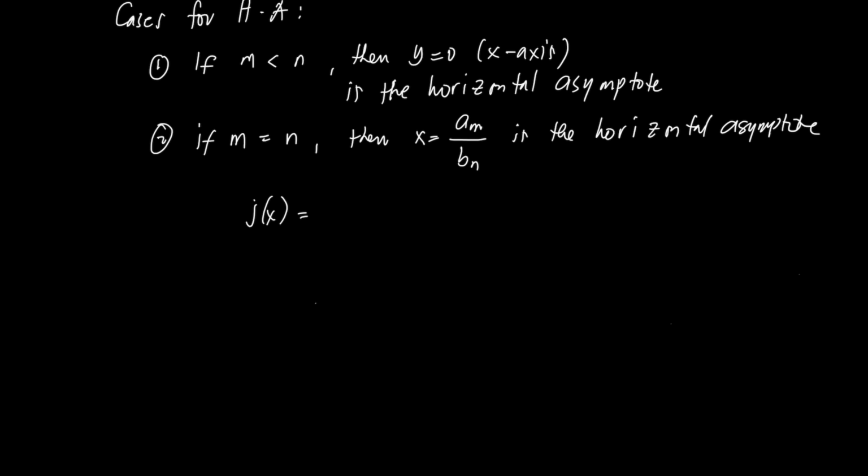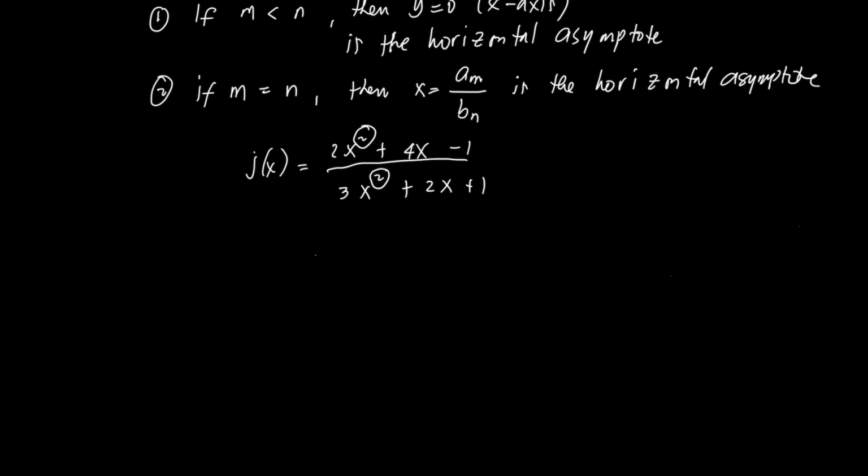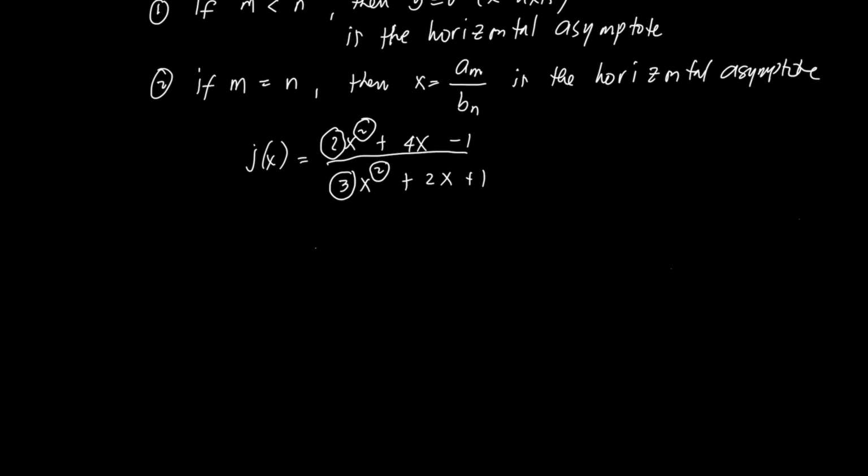So let's have an example. Let's say j of x is equal to (2x squared plus 4x minus 1) over (3x squared plus 2x plus 1). So in this case, our m is 2 and our n is 2, so they are equal. So the ratio of the coefficients of these terms will be our horizontal asymptote. So the horizontal asymptote there is y is equal to 2 over 3.